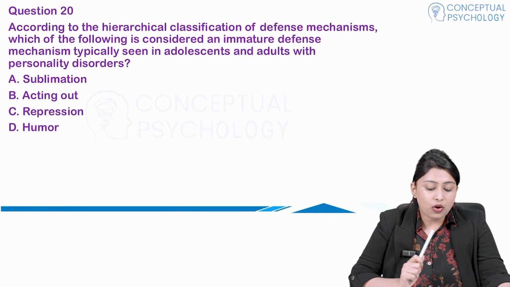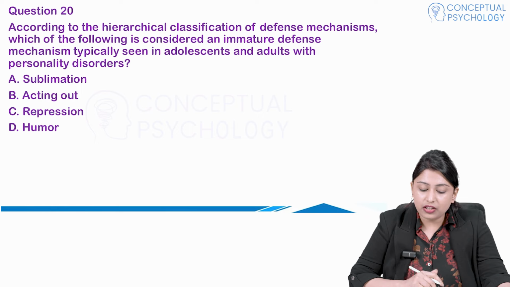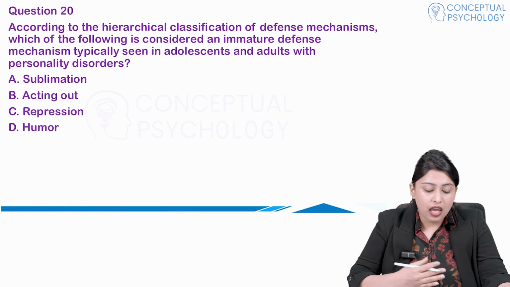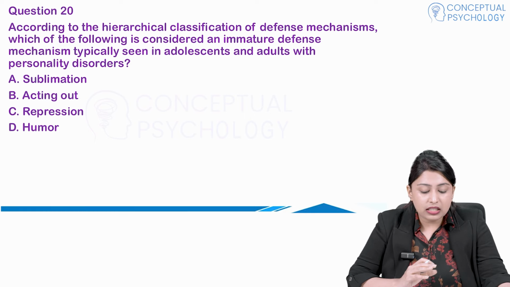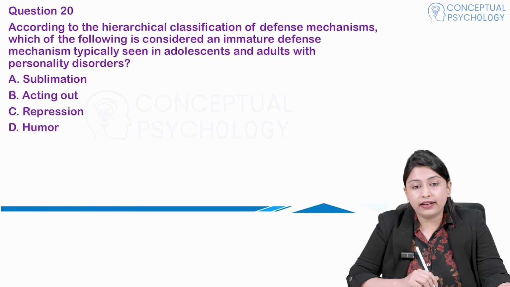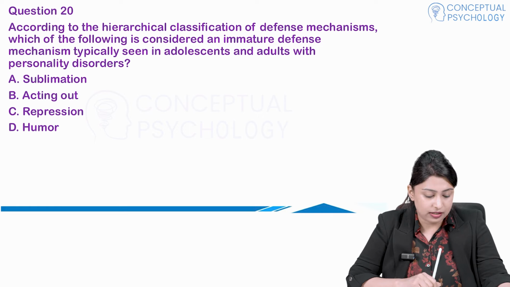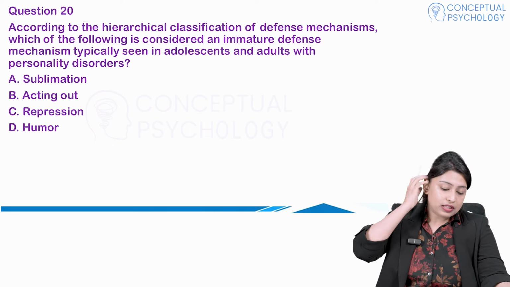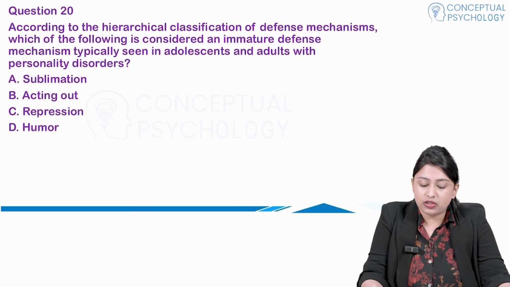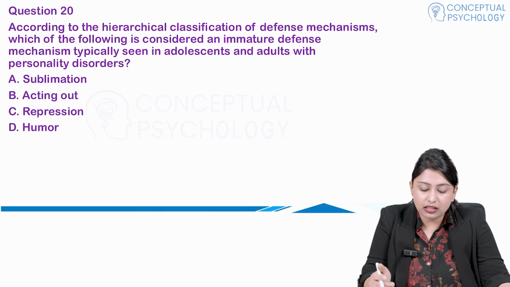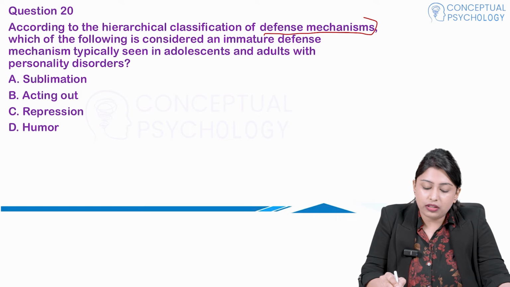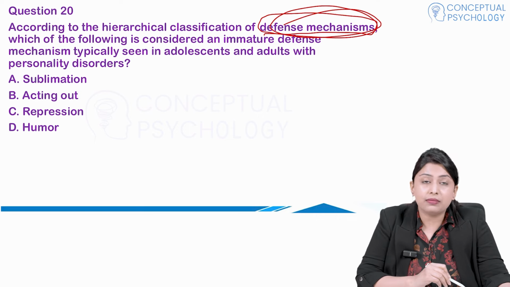Moving on. According to the hierarchical classification of defense mechanisms, which of the following is considered an immature defense mechanism, typically seen in adolescents and adults with personality disorders? A. Sublimation, B. Acting out, C. Repression, and D. Humor. This is also one of the most important questions, which we see that examiners keep on asking on repeat. So you need to be very, very thorough with the concept of defense mechanisms.